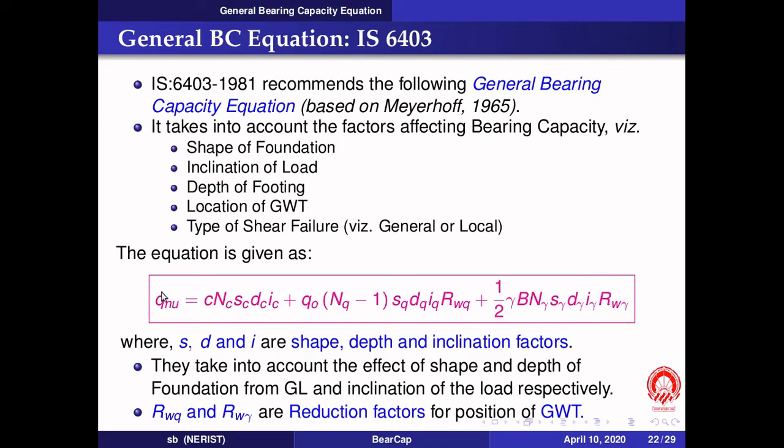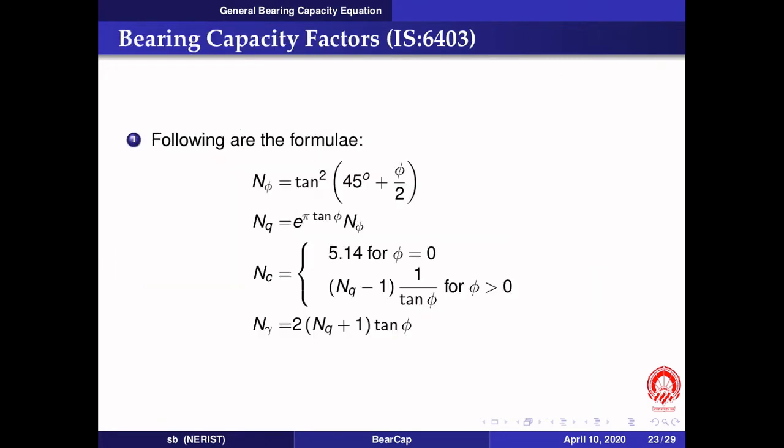So general equation for net ultimate bearing capacity looks like this: C into NC, SC DC IC, then Q naught into NQ minus 1 into SQ DQ IQ into RWQ, and half gamma B N gamma S gamma D gamma I gamma into RW gamma. And these values are specified by our code. Now let us see what are the values.